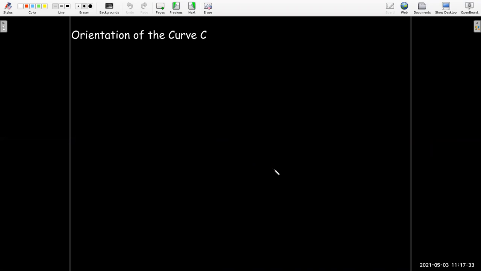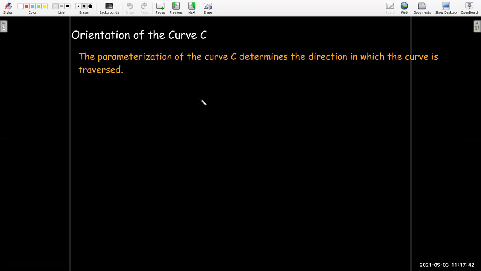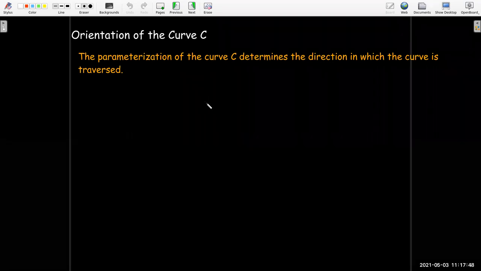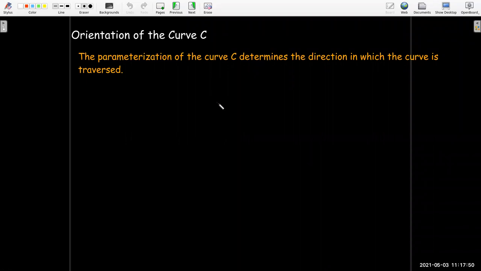Another thing that's going to be important to us is the notion of orientation. In what direction do you traverse your curve? So your parameterization determines that. We just saw a line segment where we came up with a parameterization where we traverse that line segment from right to left. And we could have come up with a different parameterization where we go from left to right.